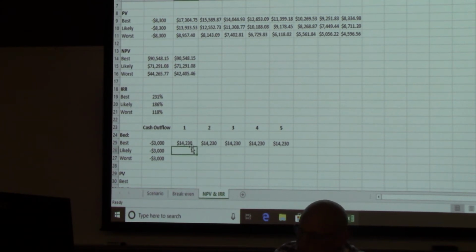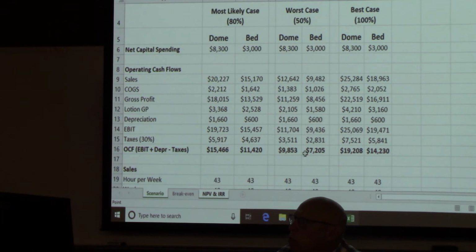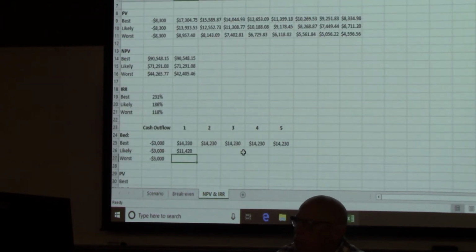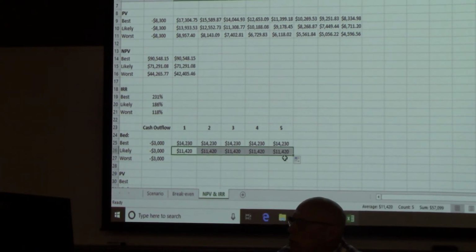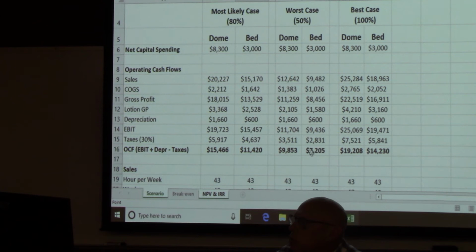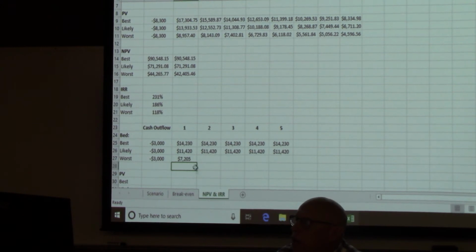All right, likely case is equal to 11,420. Let's go ahead and anchor that right here. Alright, scroll over here. And the worst case is equal to 7205. We'll anchor that. F4, and we can scroll it out here.